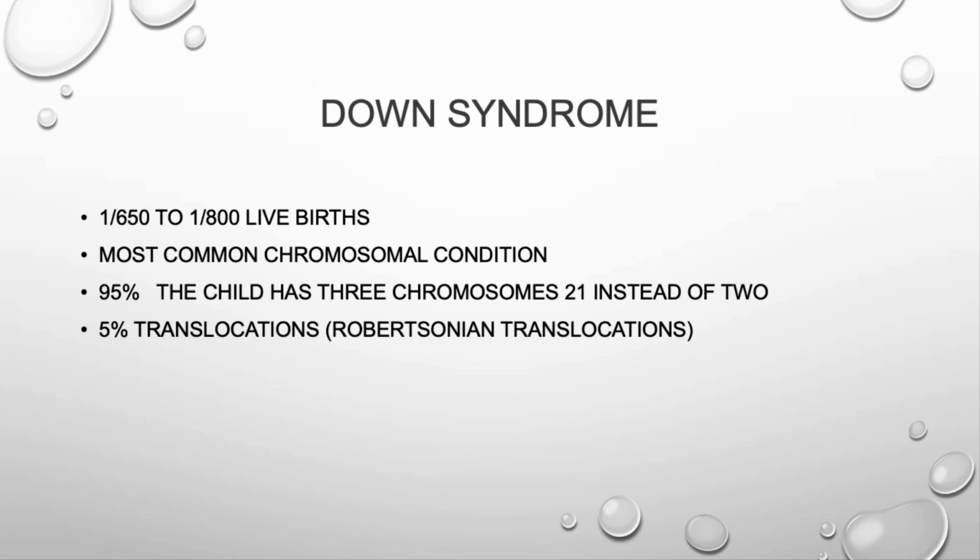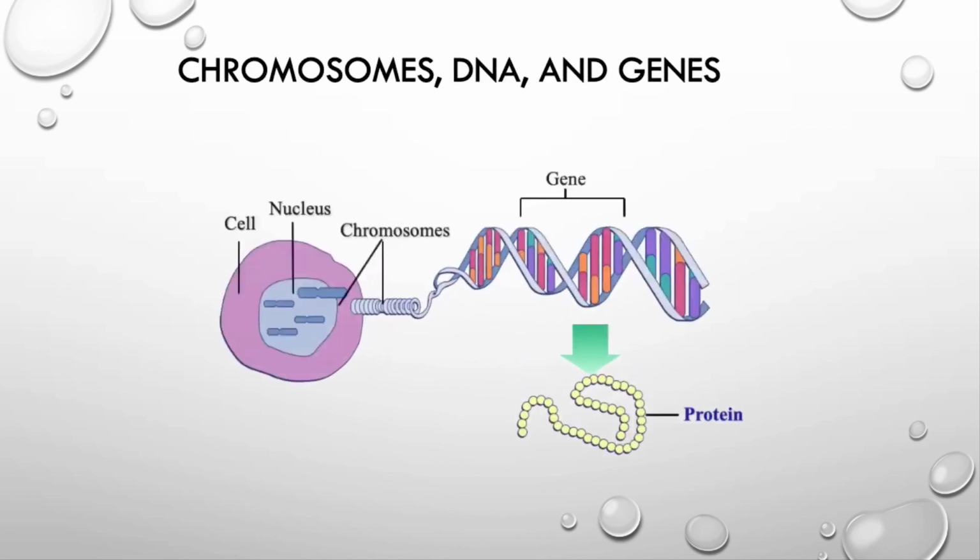So how does it happen? Well, normally you need to have 2 chromosomes 21, but in this particular case you have 3 chromosomes. That happens in about 95% of the cases. There's a small percentage of cases, about 5%, in which you end up having what is called a translocation, and there is a name for that, called Robertsonian translocation.